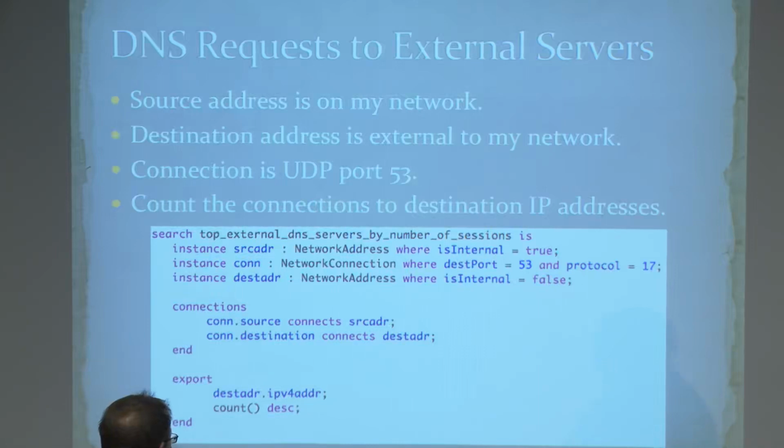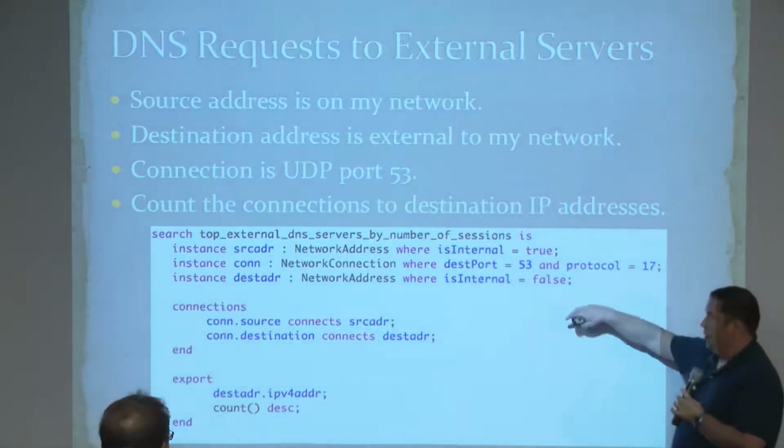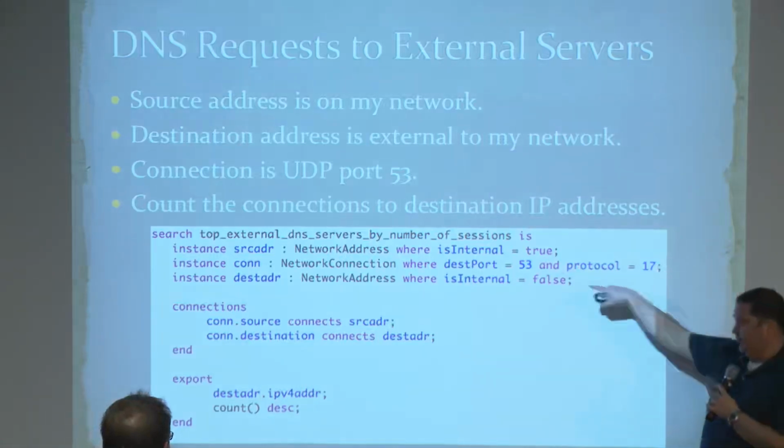And so what we're looking for here is any system that's actually making calls to a different DNS server, not our DNS server, so an external query. And so the way that we do this is we look for a source that's internal, we look for a destination that's not, and then we look for anything using UDP 53.